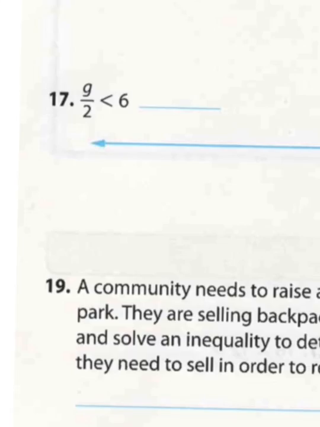So we are going to do the same thing for number 17. We have g over 2. So I'm going to rewrite my equation. G over 2 is less than 6, right? Now, how do I isolate my variable? What's the opposite of g divided by 2? Well, that would be multiplied by 2, right? So I'm going to multiply by 2.